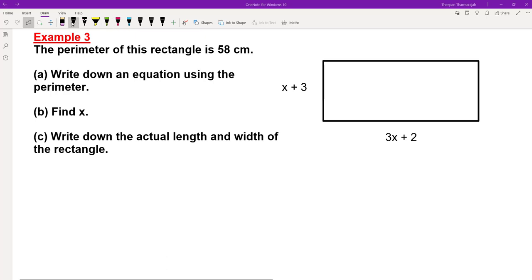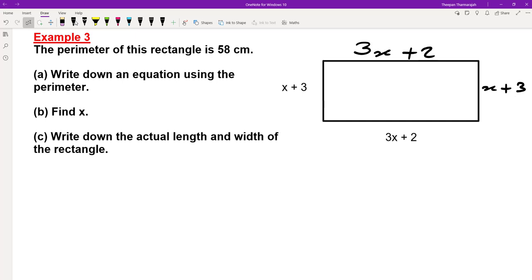So what we do for a question like this is make sure that all the sides of the rectangle have been labeled correctly. Because opposite sides of a rectangle are the same, if the length on this side is 3x plus 2, then the length on the other side is also 3x plus 2. If the width is x plus 3, then the width on this side is also x plus 3. Now I've labeled all the sides of my rectangle.